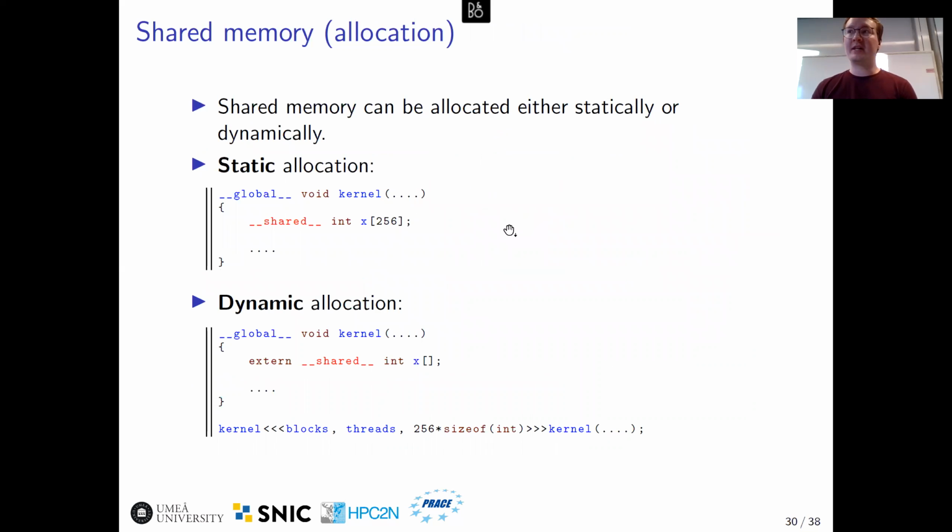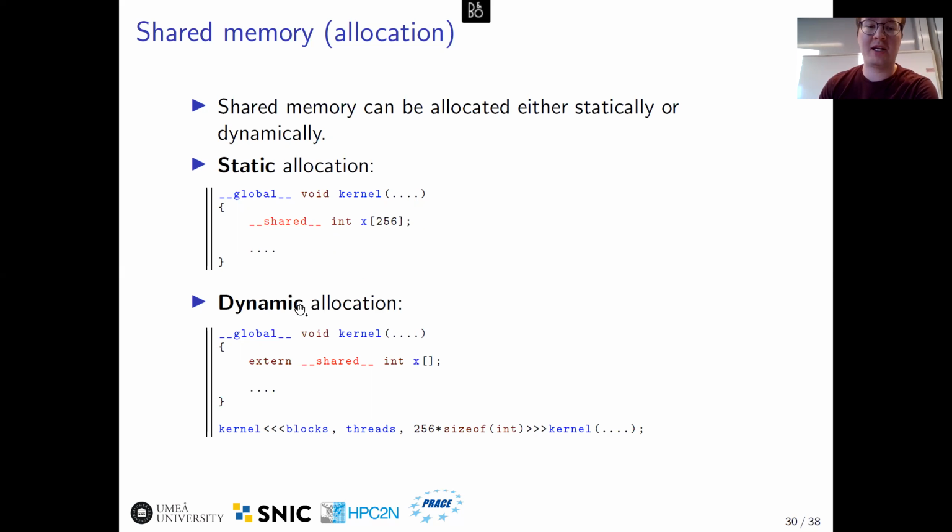There are 2 ways of allocating shared memory. The first way is that you do it statically. So in the beginning, somewhere in the kernel, you declare that you have an array, in this case an array of 256 integers, and you use the keyword __shared__ in front of it, thus telling the CUDA compiler that this is meant to be in shared memory.